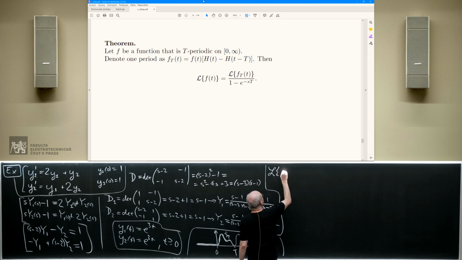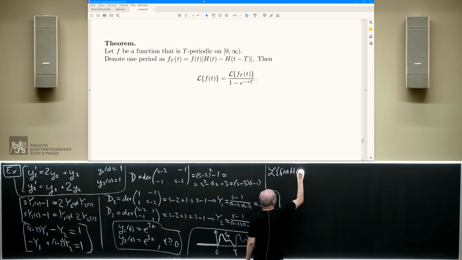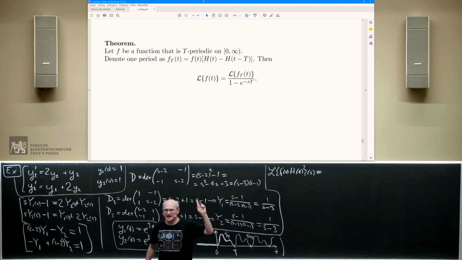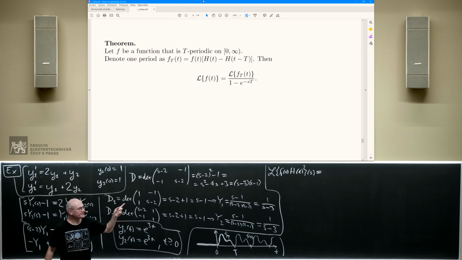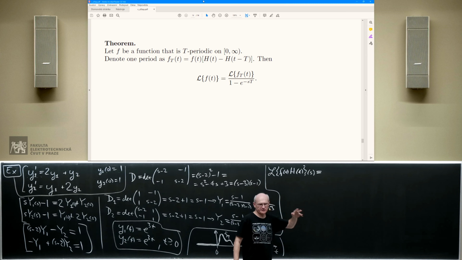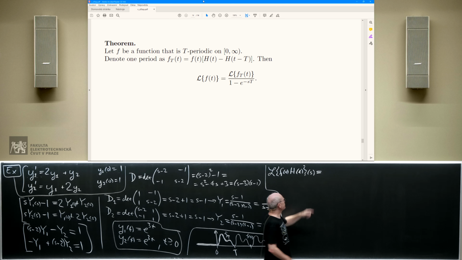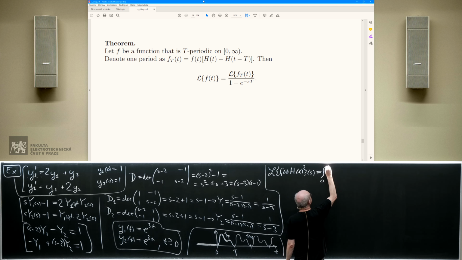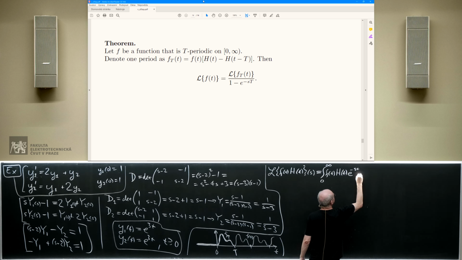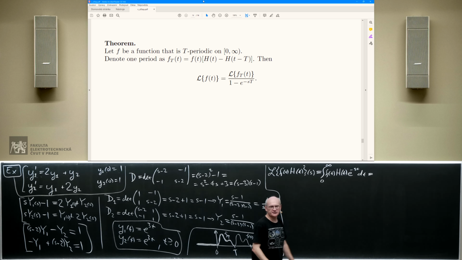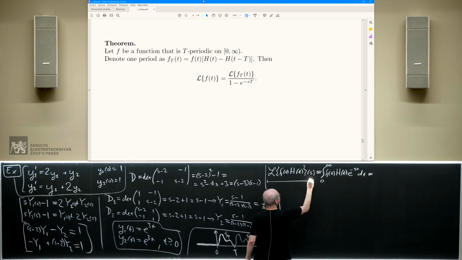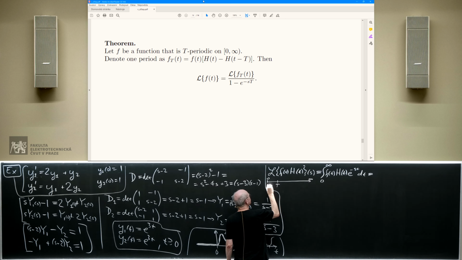We are trying to transform our periodic function, and I'm going to add the Heaviside function in it for good measure. This is the last slide of the transformation part, and this is the last proof of the whole course. So it's a special proof. Let's enjoy it. By definition, integral from 0 to infinity f(t) h(t) e to negative st dt. So far, so good.